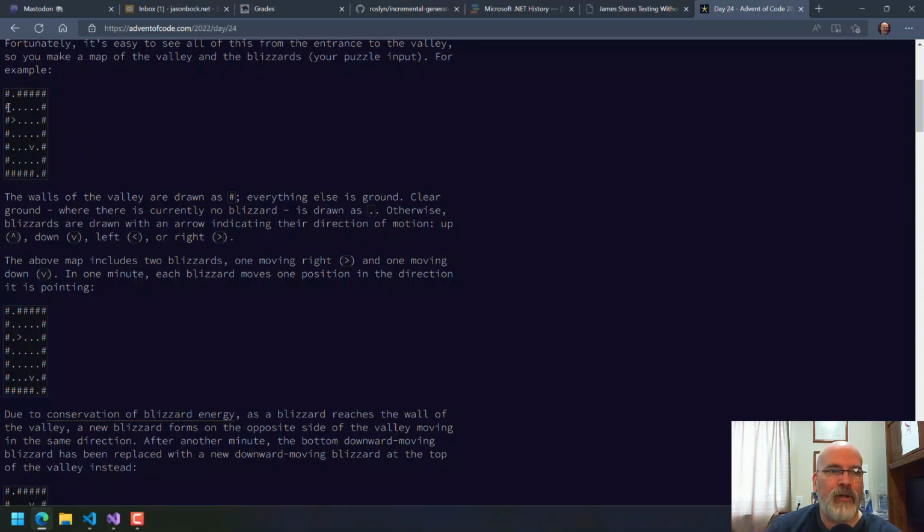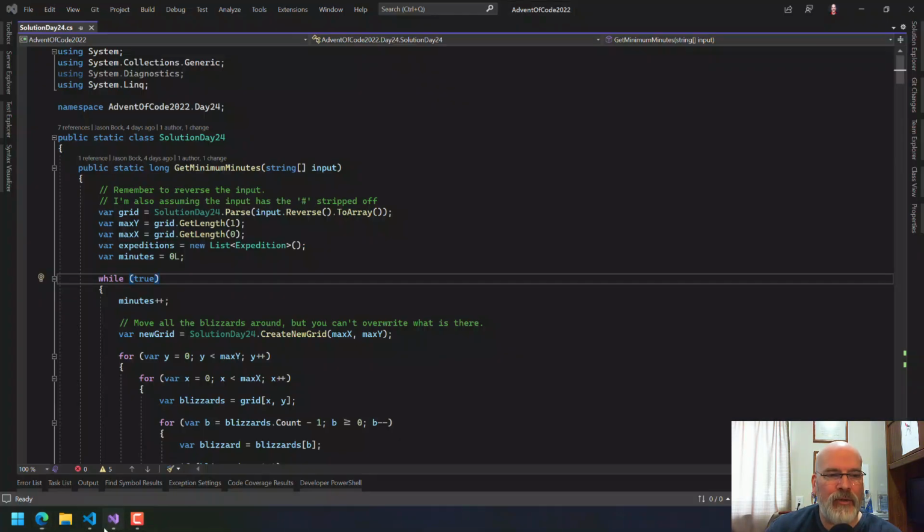The second part, you have to go to the end, but then you realize you need to come back again, and then you need to go to the end again. So I needed to add in this extra logic to say, did you make it to the end? Did you go all the way back to the beginning? Because then once you finally get to the end, that's the one that matters. It took some time to code that up.